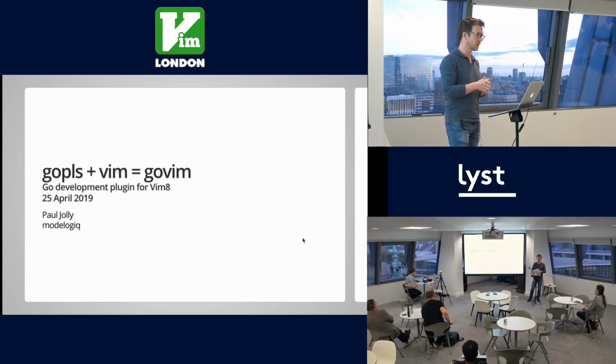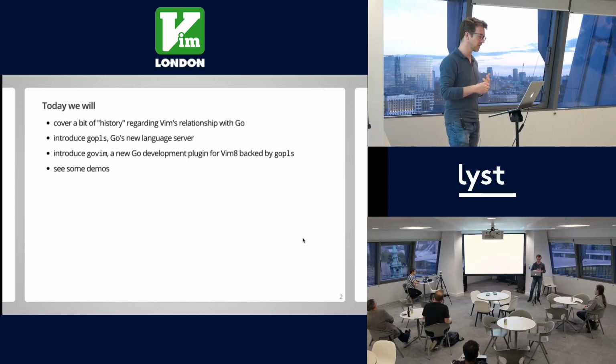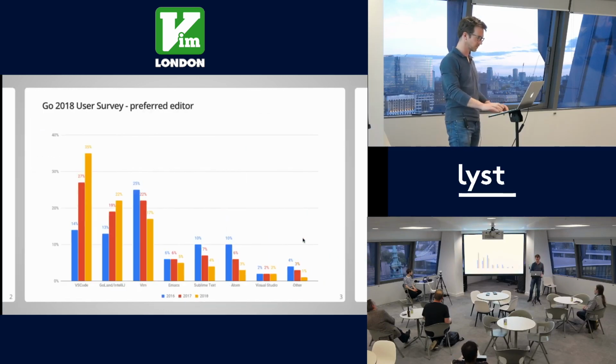I'm going to talk to you today about Vim and Go and how the two meet. We're going to talk a bit about history and Vim's relationship with Go, the language. We're going to introduce gopls, which is a new language server. And thank you to Tomasz for effectively setting up my talk so well. I couldn't have asked someone to introduce it any better, so thanks for that. Introduce govim, which is a new Go development plugin for Vim 8, backed by gopls, the language server, and see some demos. We're also going to cover some architectural bits and pieces of how all this stuff ties together.